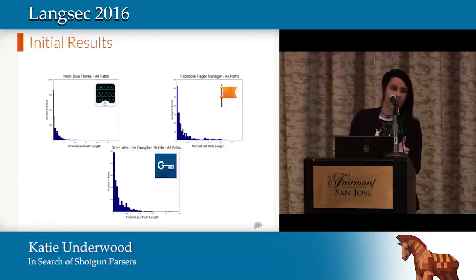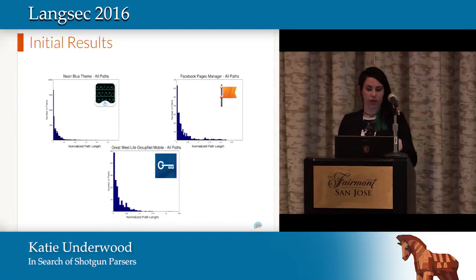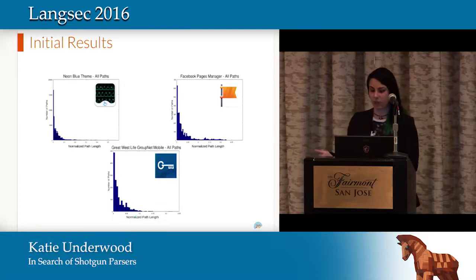And you can see 3 such graphs here. This is kind of interesting because here we have 3 very different apps from very different categories, and yet they all display this very similar shape, this sort of inverse power law shape. In fact, this distribution was typical of the majority of apps that we surveyed.